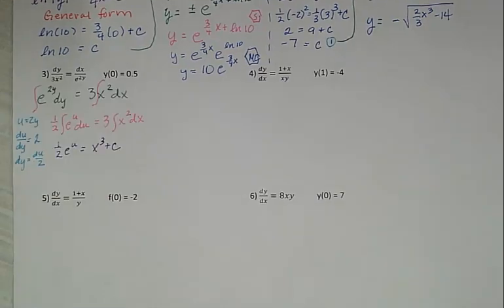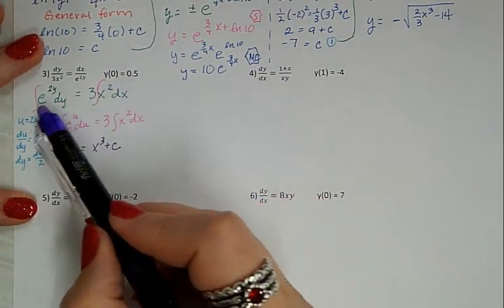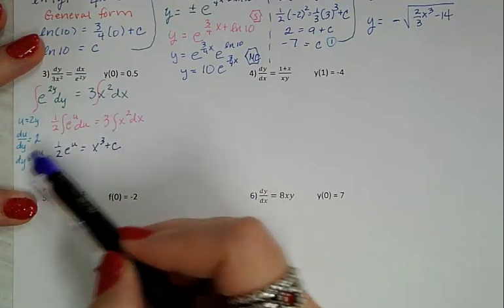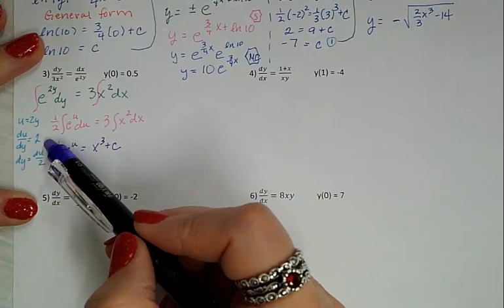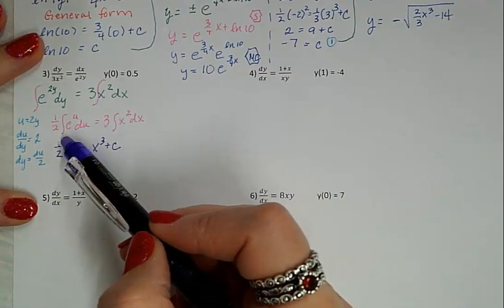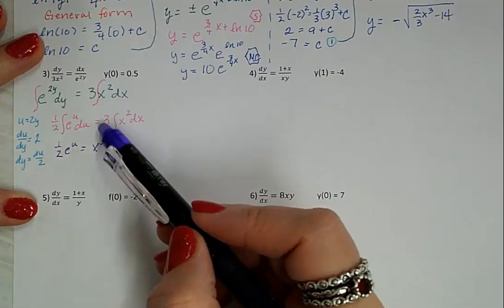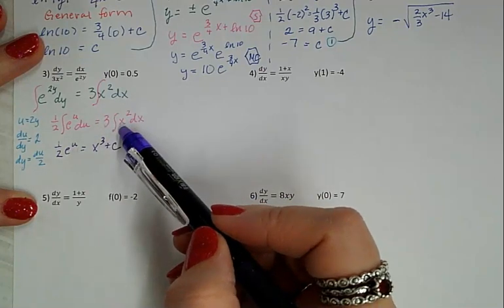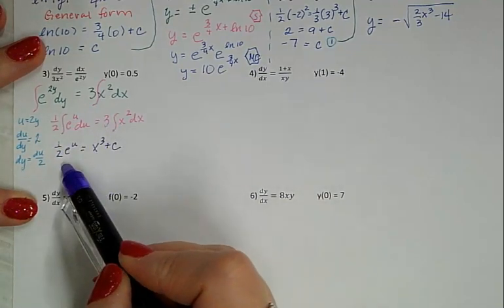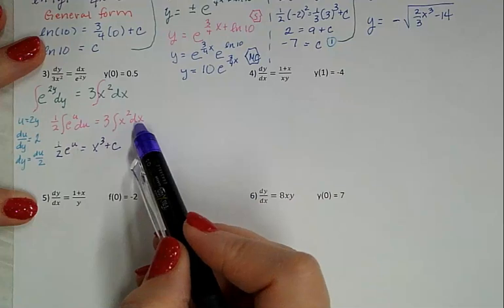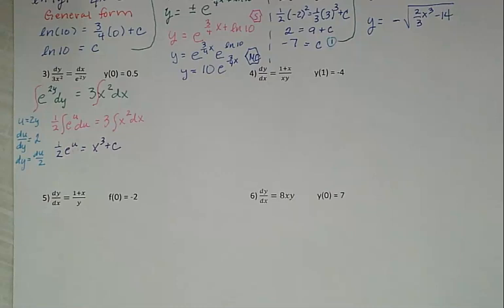Pause your video. All right, so we separated our variables, got it set up to integrate, needed a little bit of u-sub to get the left side ready to go. So now I'm integrating 1/2 the integral of e to the u du equal to 3 the integral of x squared dx. Remember, I tend to pull my constants out. You can leave them in there. It's up to you. So when I integrate this side, I'm going to get 1/2 e to the u. When I integrate this side, I'm going to get x cubed plus C. Remember, your plus C is a must.